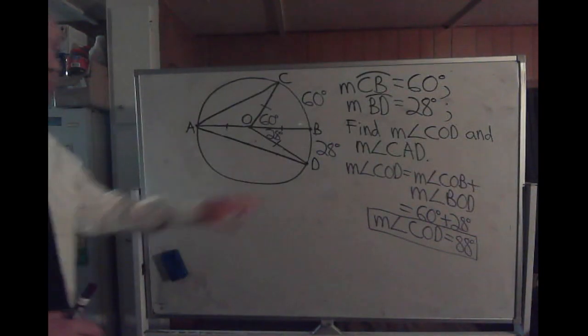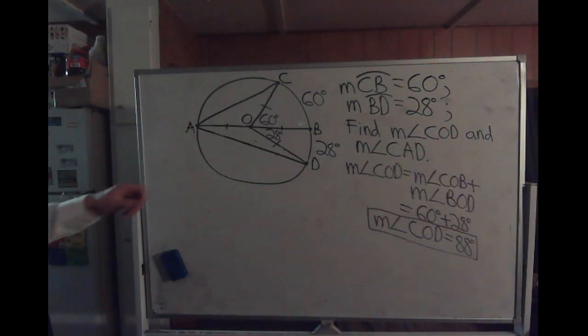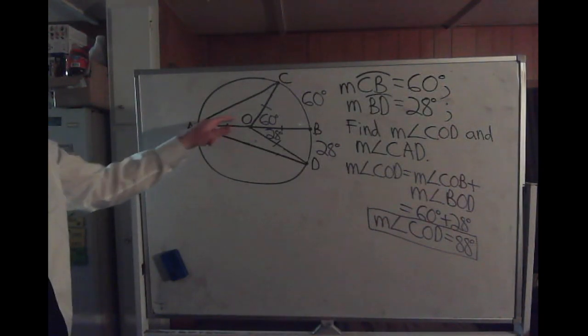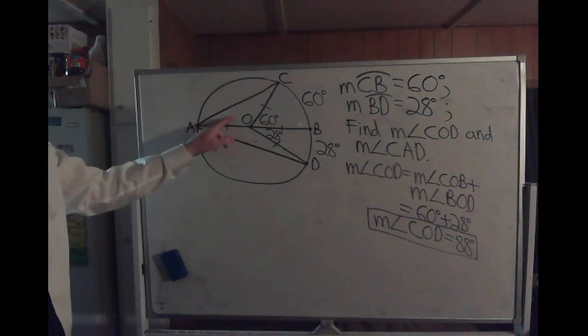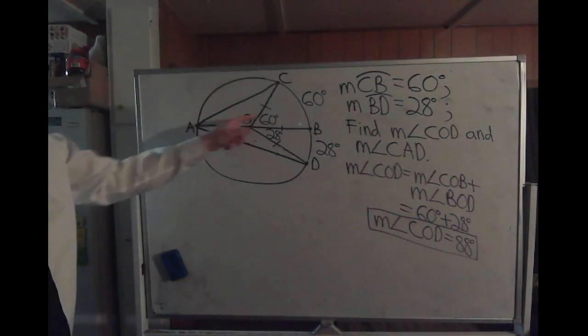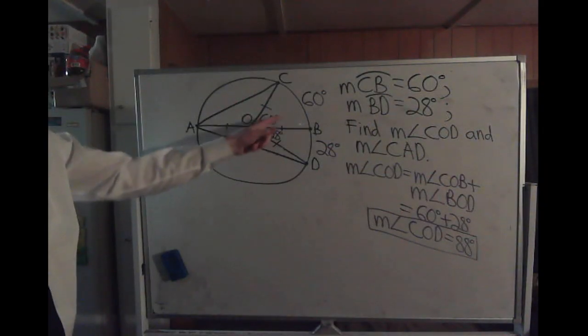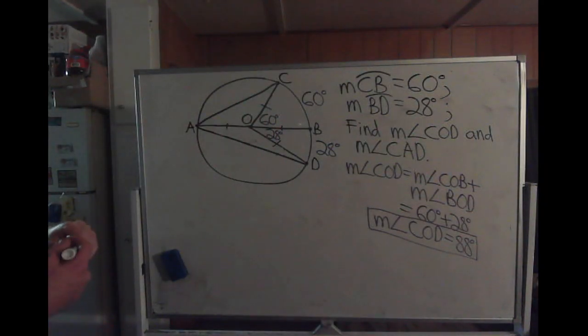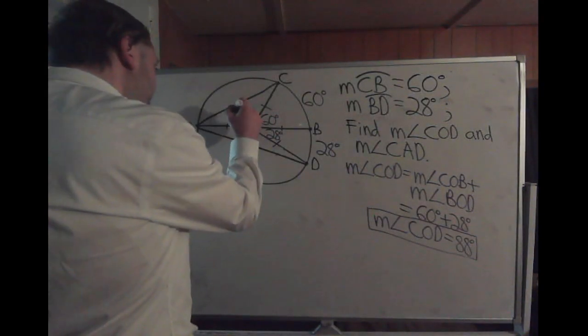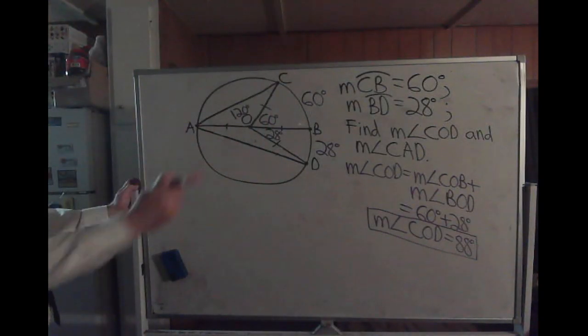Now we need to find the measure of angle CAD. Let's look at this triangle here up top. If you have a semicircle here, that means angles COA and COB are supplementary, meaning they add up to 180. So, if you take 180 minus 60, what are you going to get? 120. So the measure of angle COA is 120.